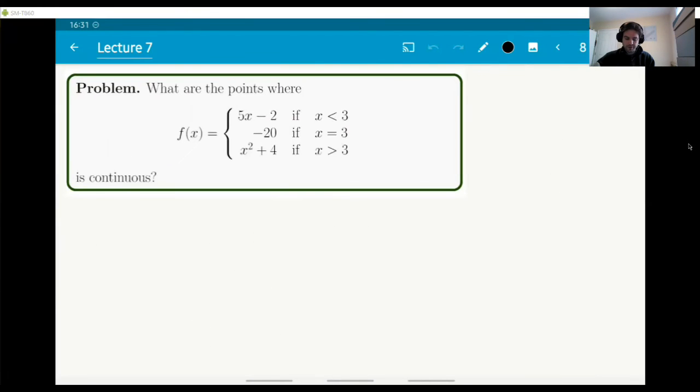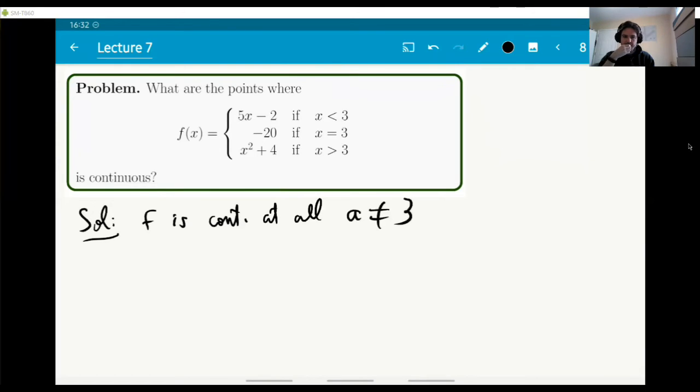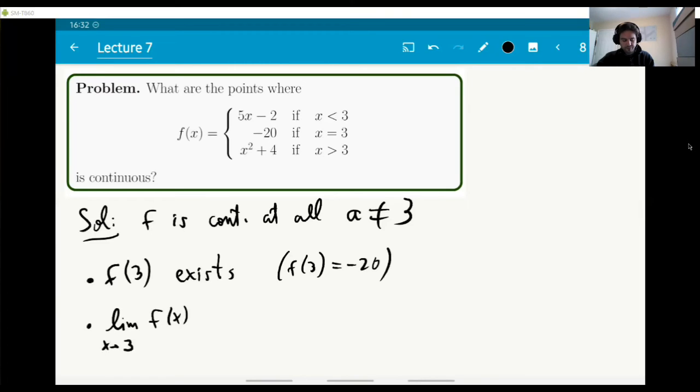Next example, piecewise function. It's very similar to the previous one, but I'm giving a different value for x equals 3. There is a value, it's minus 20. What are the points where this is continuous? Again, f is continuous at all points a different from 3 for the same reason as before. But what's happening at a equals 3? This time, f of 3 exists because it's minus 20. The limit still exists. The limit of f of x exists, and the actual value is 13.